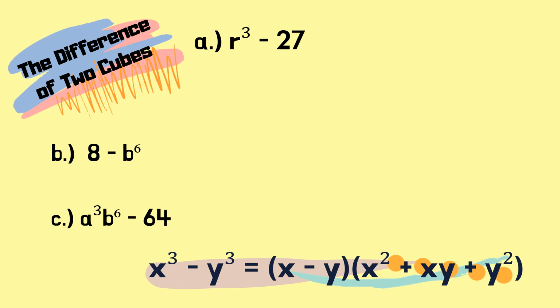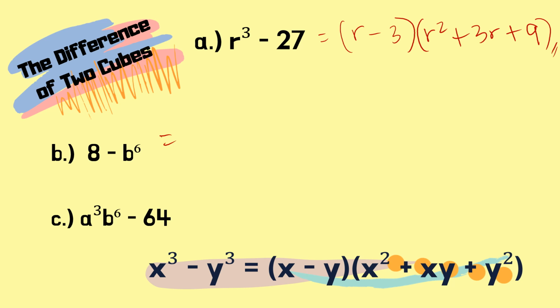Okay, so let's try. R cubed minus 27. What are the numbers? Yes, correct. That is R minus 3. And then, square of the first number, R squared, plus, ngayon kasi nasa difference of two cubes tayo, the product of R and 3, so that is 3R. And the square of 3, 3 times 3, that is 9. Okay, correct. So, this will be the factor of the first given.